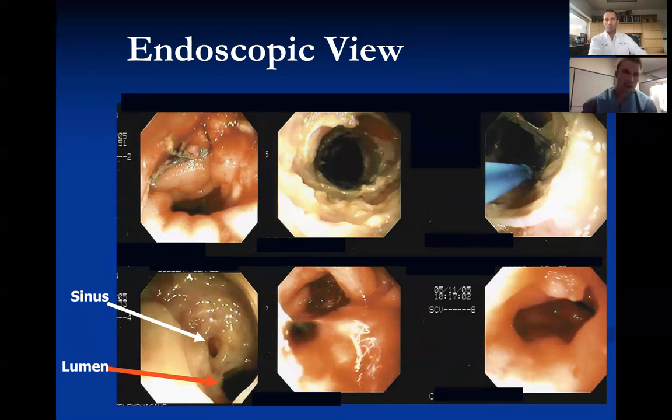Yeah, so on this image here, we got an endoscopic look at your anastomosis that shows the sinus tract pretty clearly in addition to the lumen. And I'm actually curious what you ended up doing with this patient, because it looks like you did a bit of an intervention here, but I can't quite tell.